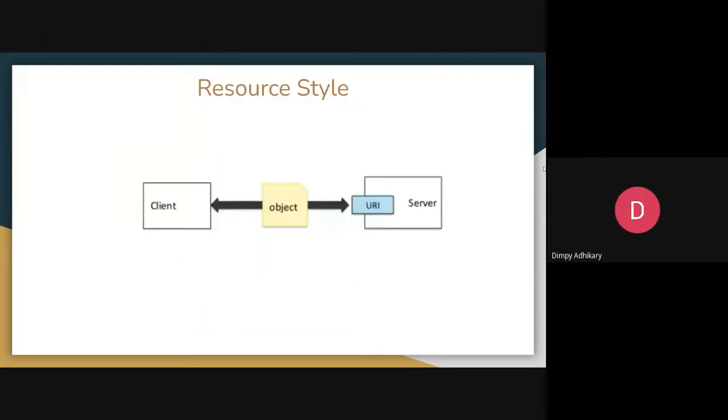Resource style is REST, as we have seen. From the beginning, we have been using RESTful APIs. So you are exchanging and getting data as an object, and you should have a unique URI for each resource in the server, and the client can request a specific resource and get the data back. So this is called the typical resource style API design.